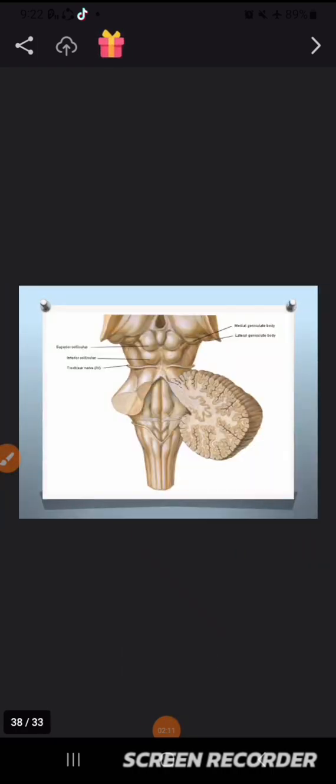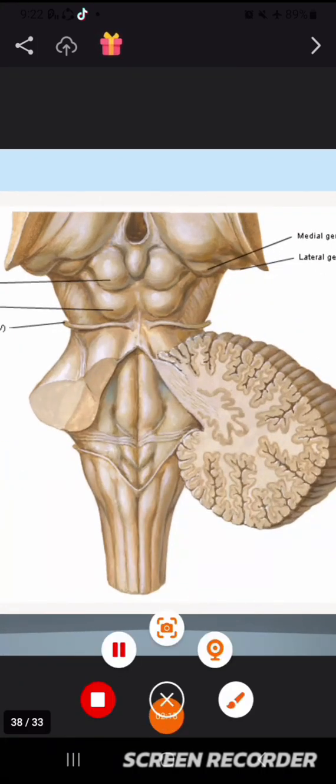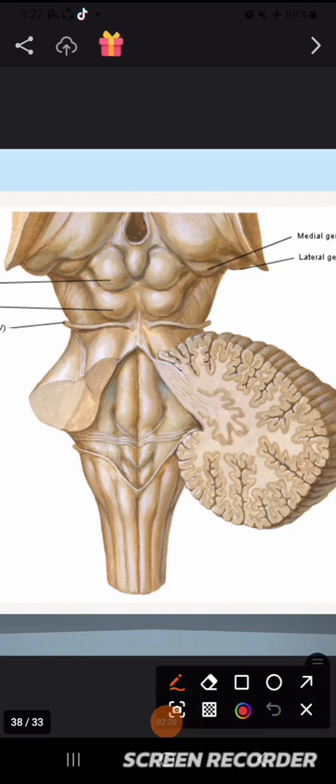The posterior surface of the midbrain: you can see four rounded eminences known as the superior colliculus and inferior colliculus. Superior colliculus is the visual reflex center, while the inferior colliculus is the lower auditory center.